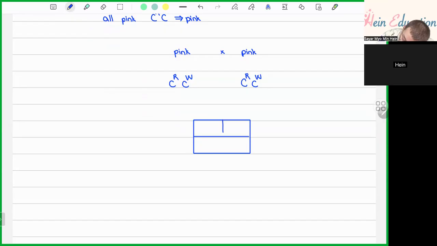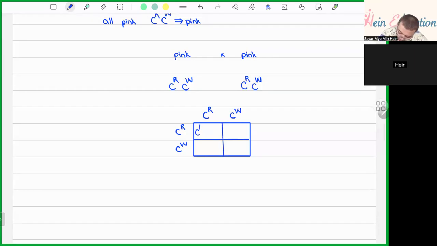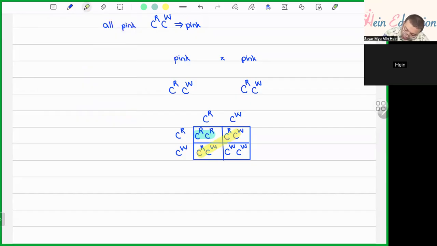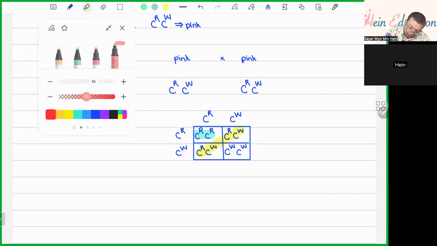Okay, so we got the Punnett square. So here, CR, CW, CR, CW. So first we will, oh my God, this is not straight, sorry. Okay, so here we got CR CR, CR CW, CR CW, and CW CW. Again, here we got this one the same, these two the same, and this one is another one.